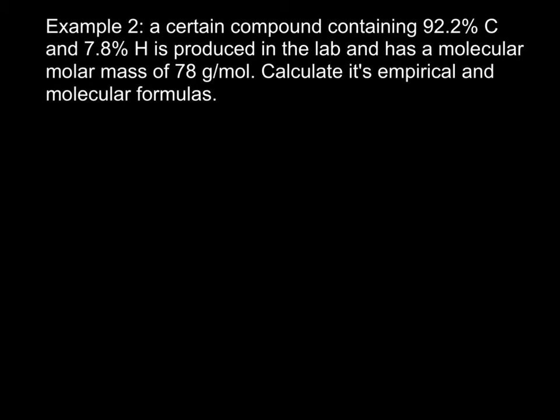In this last example, I'd like you to take a minute and copy down the problem. In this problem, we are not given the empirical formula, so we have to calculate that first. Let's refresh our memories from the other night. If we're given percentages, which we are in this example problem, we assume a 100-gram sample, we drop the percent sign, and add a G for grams. So we're going to start with 92.2 grams of carbon and 7.8 grams of hydrogen.